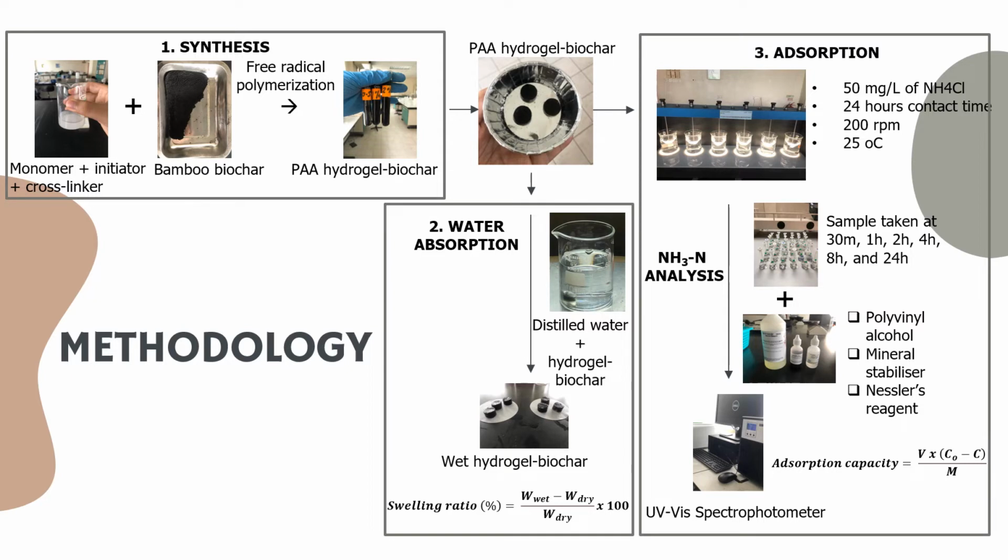And lastly, batch absorption was conducted using 50 ppm of ammonium chloride solution at 24-hour contact time, 200 rpm and 25 degrees Celsius. The samples were taken at 30 minutes, 1, 2, 4, 8 and 24 hours, and polyvinyl alcohol, mineral stabilizer and Nessler reagent were added to analyze the residual concentration of the ammonia nitrogen.